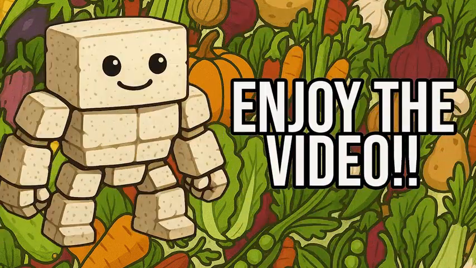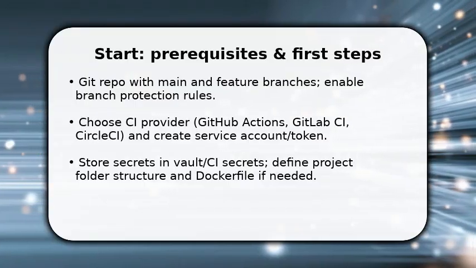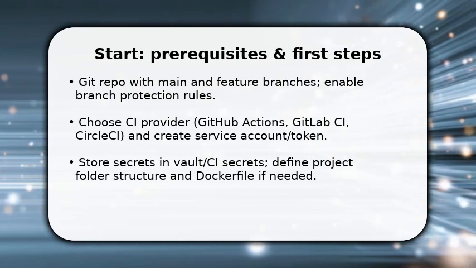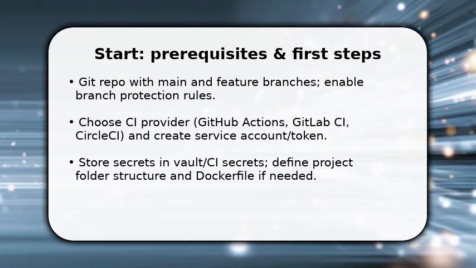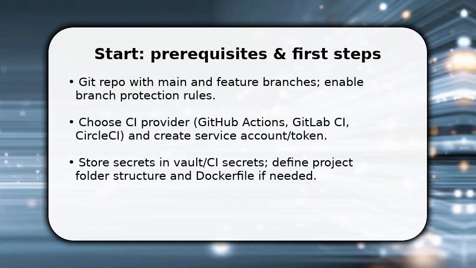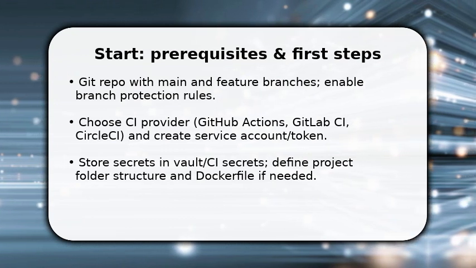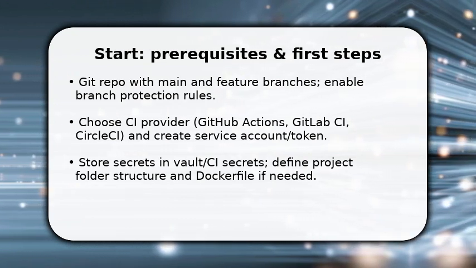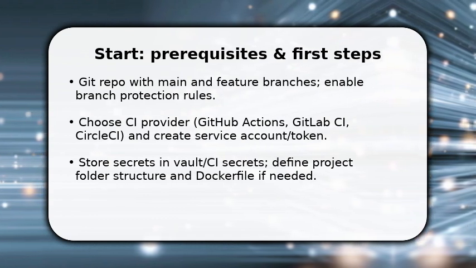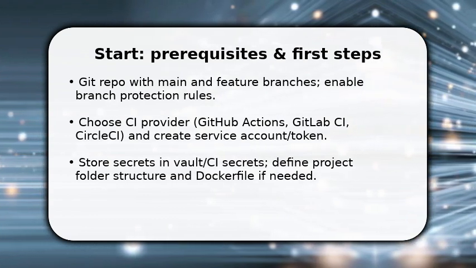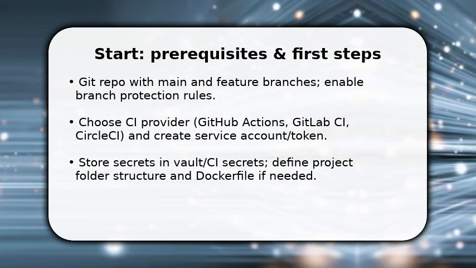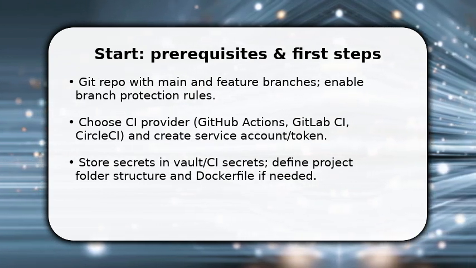Please enjoy the video. You begin by confirming prerequisites so you can move fast. A clean Git repo with branch rules and a service token for your chosen CI. Once done, connect the repo to the CI provider and add required secrets to the CI vault. Make sure to commit a minimal project structure and Docker file if you'll build images. This lets the pipeline detect changes and run immediately.